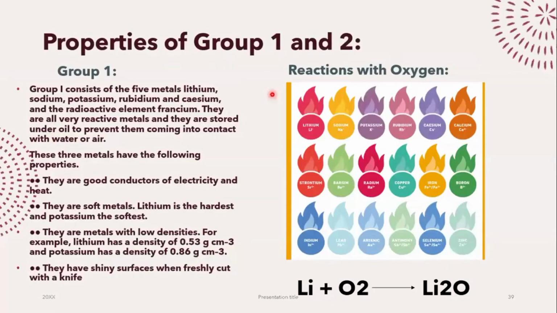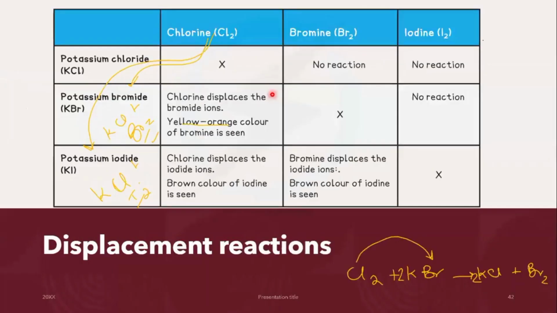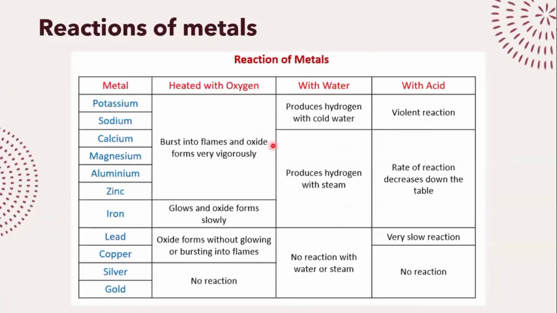Lithium plus oxygen gives us lithium oxide. Sodium plus oxygen gives us sodium oxide. So I will get an oxide. From potassium to zinc, the reaction is very vigorous. You'll put it in the Bunsen burner. It will literally burst into flames and it's going to give you a very vigorous reaction.